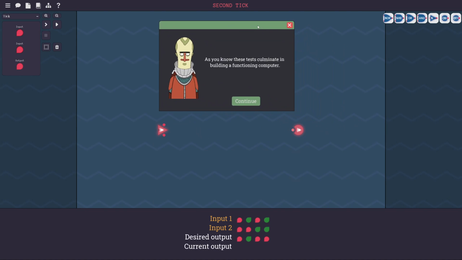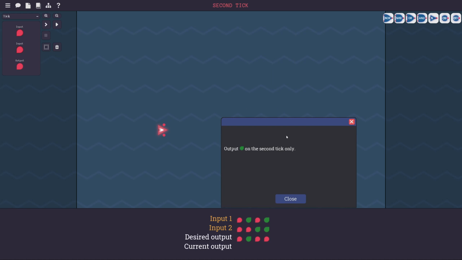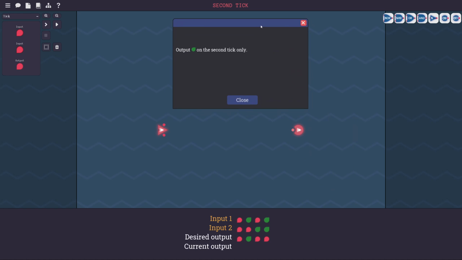As you know, these tests culminate in building a functional computer. Species that are capable of finishing are considered sentient by law. This is the main reason we don't eat you afterwards. Alright, so I guess in their society, you're not sentient unless you can build a computer. So we're going to keep building this computer. I do not want to get eaten.